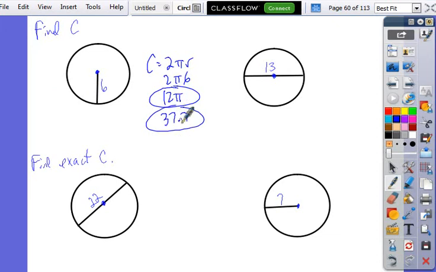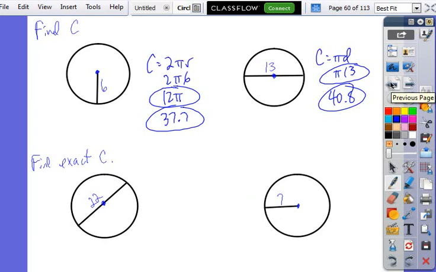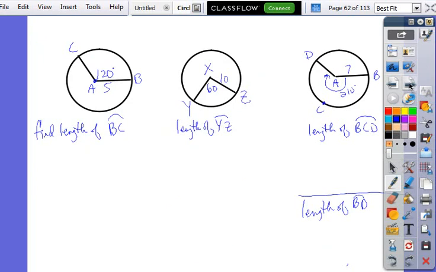If it gives you the diameter, you can do the diameter formula if you want, pi times 13. That would be your exact. And then 13 times pi, whatever decimal that winds up being. Somebody do it real quick. It'd be 40.8. All right, so that's decimal and exact version of circumference. What about just there? So it'd be 14 pi. All right, if it says arc length.